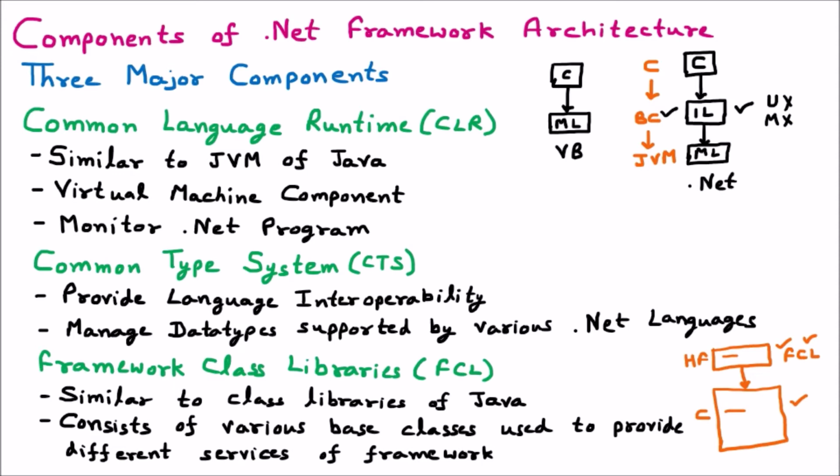So these are the three major components. In a quick review, the first component is the CLR. CLR is the heart of the .NET framework, just like the JVM of Java. In Java, if I have code and compile it, that code is converted to bytecode. This bytecode can only run on the JVM, meaning the machine should have the JVM.